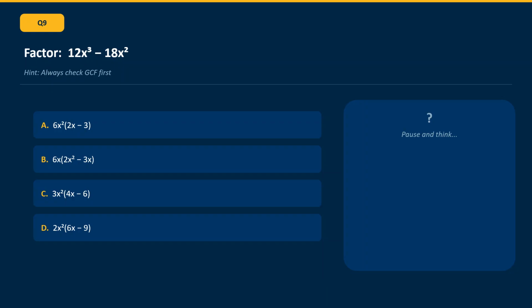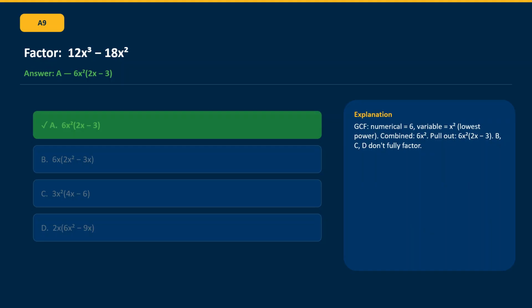Question 9. Factor 12x cubed minus 18x squared. Start by finding the greatest common factor. Choose your answer. The answer is A. 6x squared times the quantity 2x minus 3.